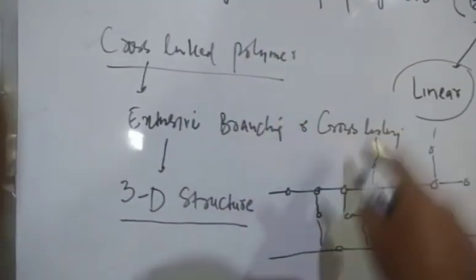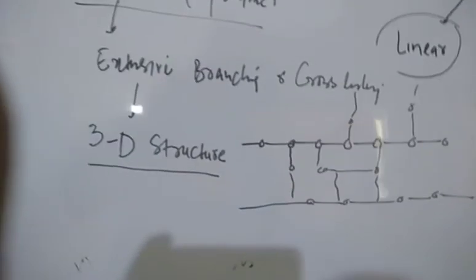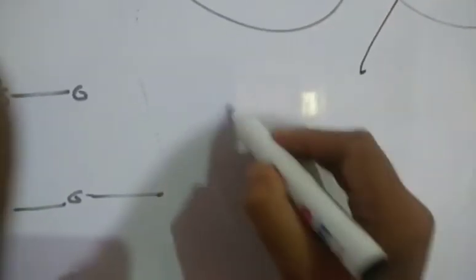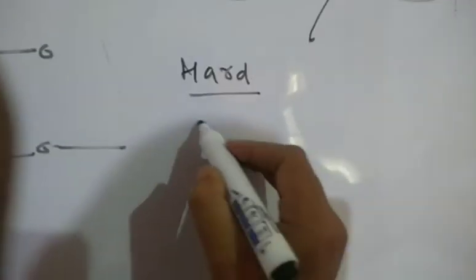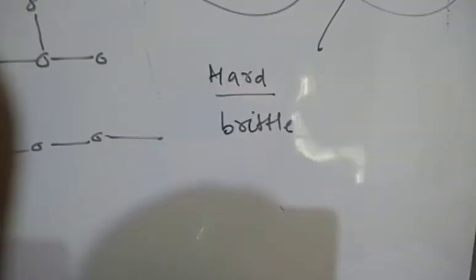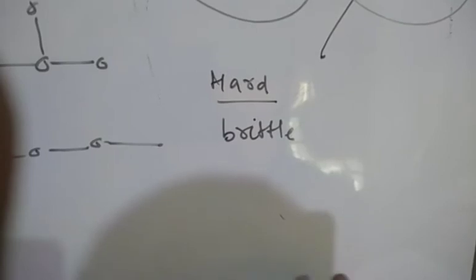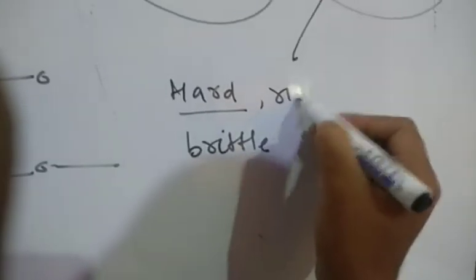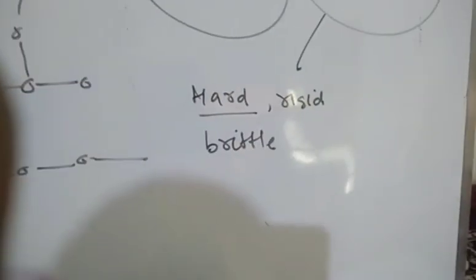This is very important. Cross-linked polymers have extensive branching and cross-linking, and they have a 3-dimensional structure. Now what happens because of this? These polymers are hard, no doubt. But since the packing is very weak, they are usually brittle. Even though they are hard, you can easily break them. A slight bend can get them broken down. So they are hard and rigid, but brittle.